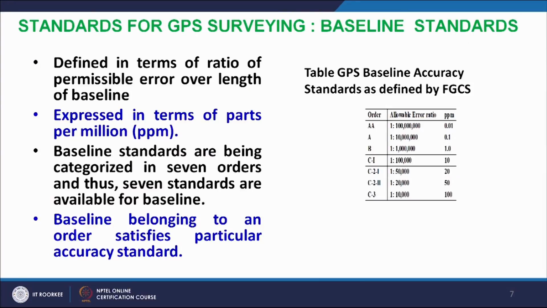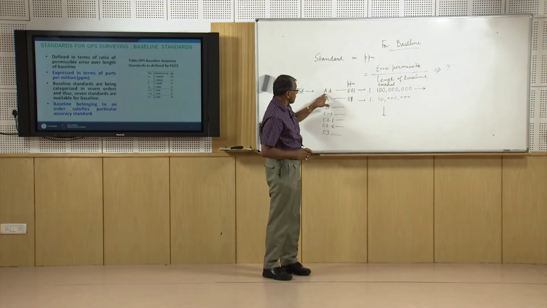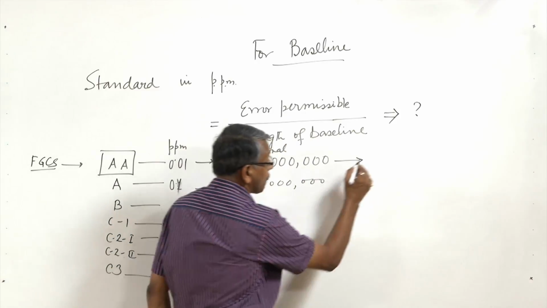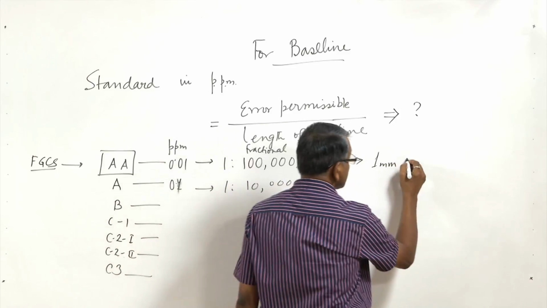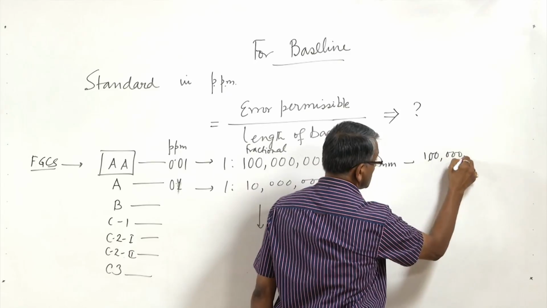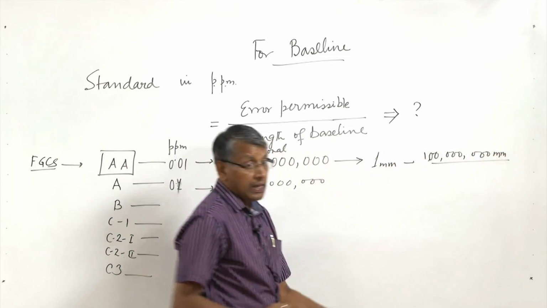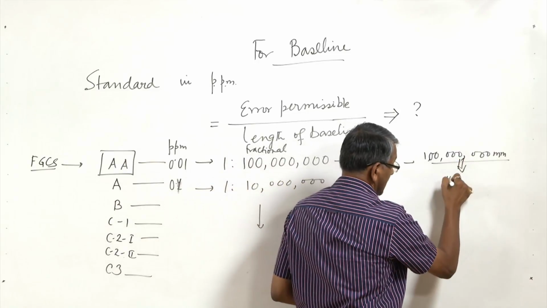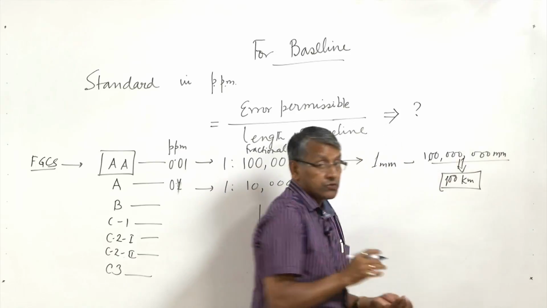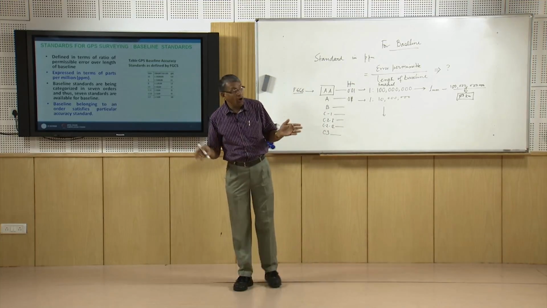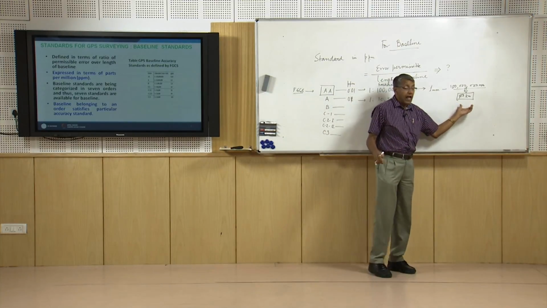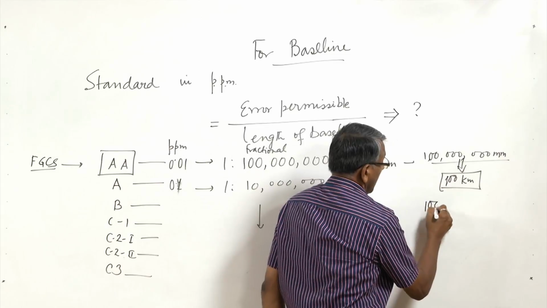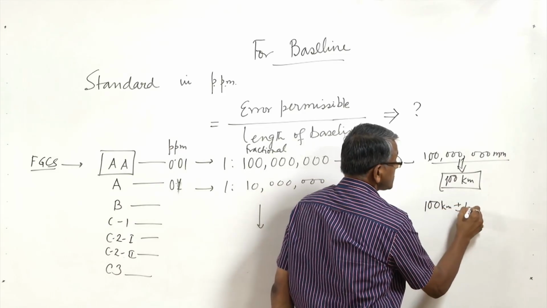Now, what is this actually? Let me explain. That means, if the baseline is order AA, then we will allow an error of 1 millimeter in measuring a distance of 1,000,000 millimeter. Now, this means 100 kilometer. So, if we measure a baseline of length 100 kilometer, and we end up with a solution which provides an error of 1 millimeter, that means our measured length can be plus minus 1 millimeter.